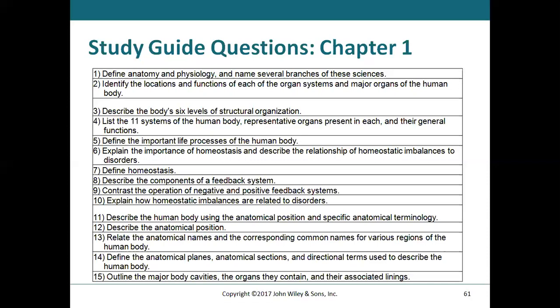So hopefully we defined homeostasis, talked about the components of a feedback system, contrasted the operation of positive and negative feedback systems, explained how homeostatic imbalances are related to disorders, described the human body using anatomical positions and specific anatomical terminology, described anatomical position, related the anatomical names and common names for various regions of the human body, defined anatomical planes, anatomical sections, and directional terms using the human body. And then we just finished by outlining the major body cavities, organs they contain, and some of their associated linings.